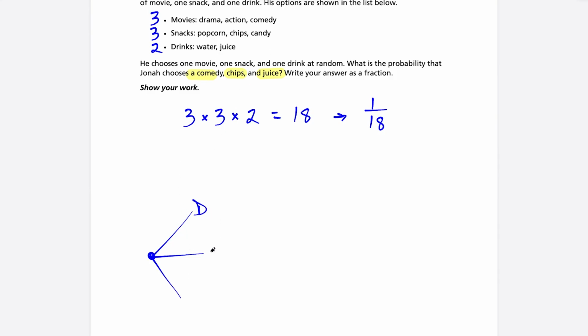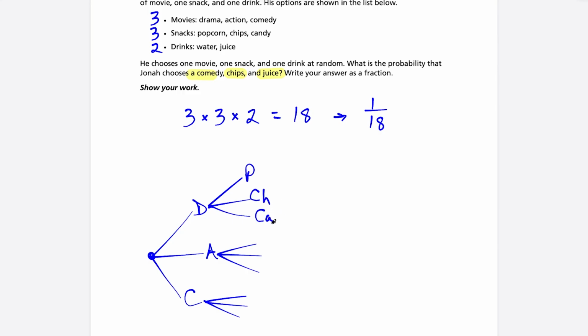So I'm going to say drama, action, and comedy. And then after the movie is selected, we're talking next about snacks. And there are 3 options for snacks. So for this one here, I'm just going to make a tree diagram like this. So there's 3 options for snacks, and it's popcorn, chips, and candy.